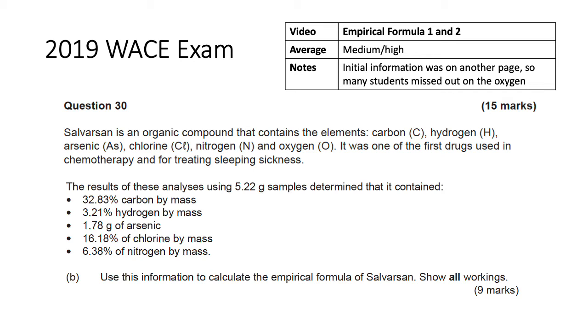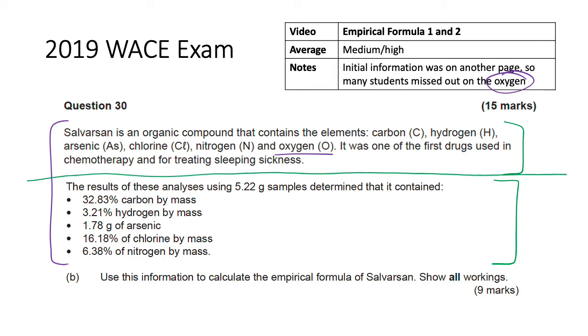What did get a lot of people was that a lot of students missed out the oxygen. And you're reading this and saying, okay, well, why would they miss out the oxygen, considering it tells you right there? But this particular part was on another page, just another portion of the question. So if all you got was the start of the page with this part here, yeah, maybe you might miss out the oxygen. So you've also got to think about, okay, well, you've got nice percentages here.